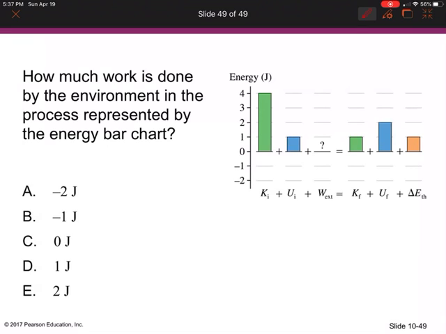Here it wants to know how much work is done by the environment in the process represented by the energy bar chart. In order for them to all equal, you've got 1 plus 2, plus 1, so you have a total of 4 here. Well, you already have 4 here and you have 1 here. So what am I going to have to do? I'm going to have a -1 on here in order for that to all equal.